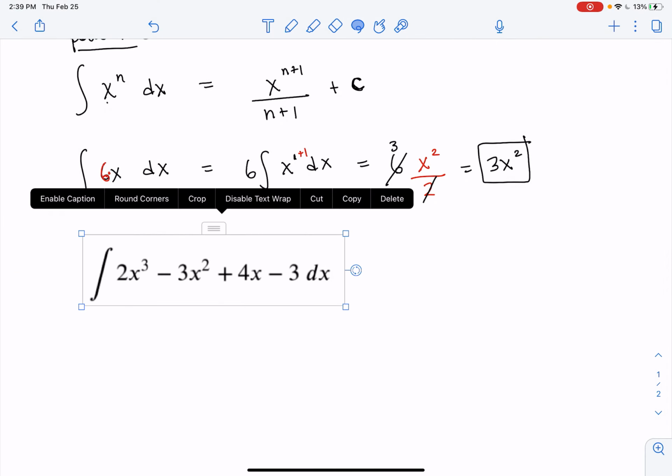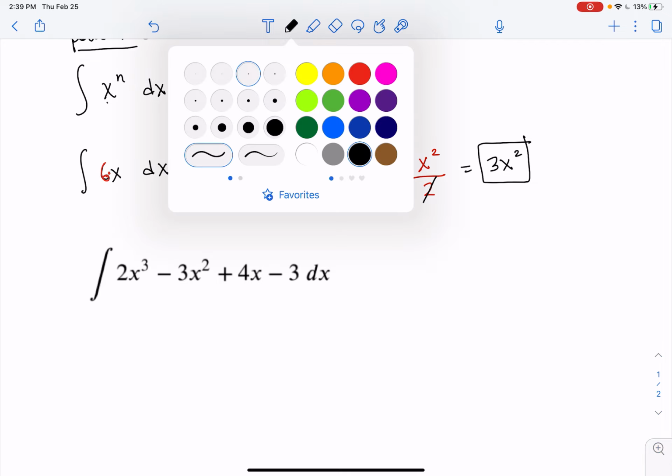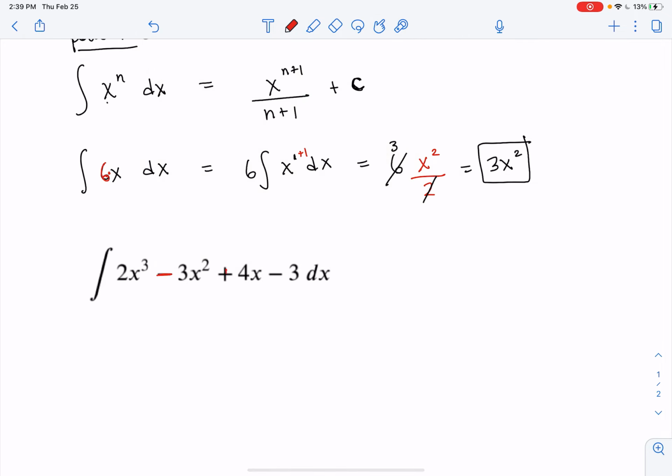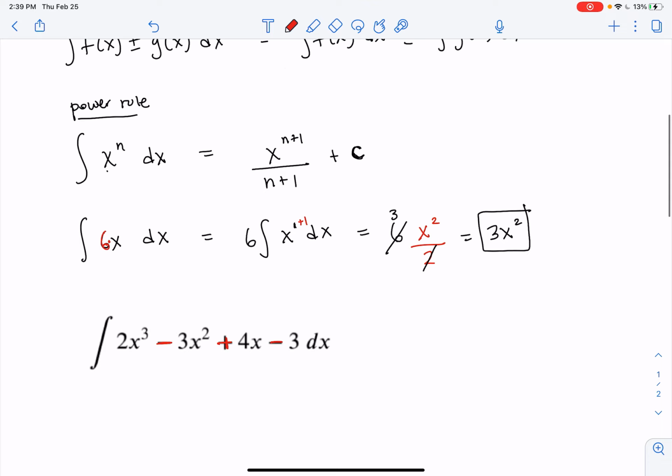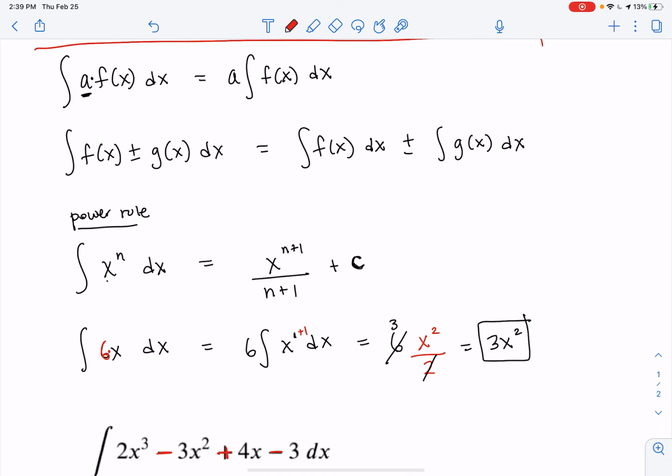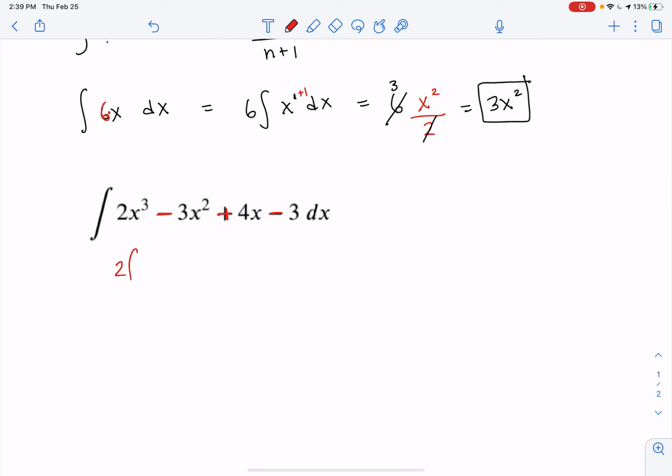Okay, let's work this one out. So the first thing that you'll notice is we have all of these different pieces with pluses and minuses. So one thing I could do is break this up and use these two properties of integrals from before. And that would look like this. 2 times the integral of x cubed minus 3 times the integral of x squared plus 4 times the integral of x minus 3 times the integral of 1 dx. And I can't forget to put dx after all of these either.